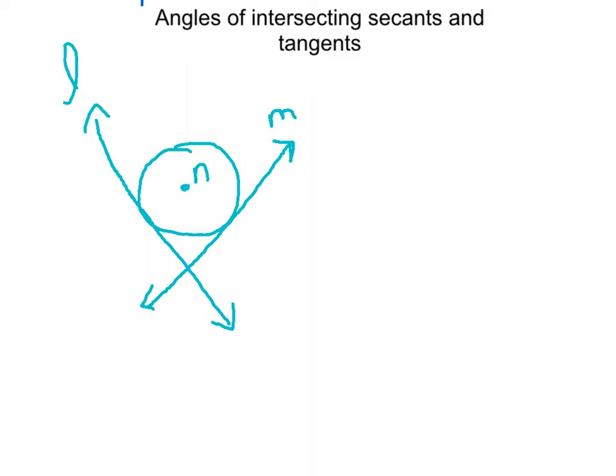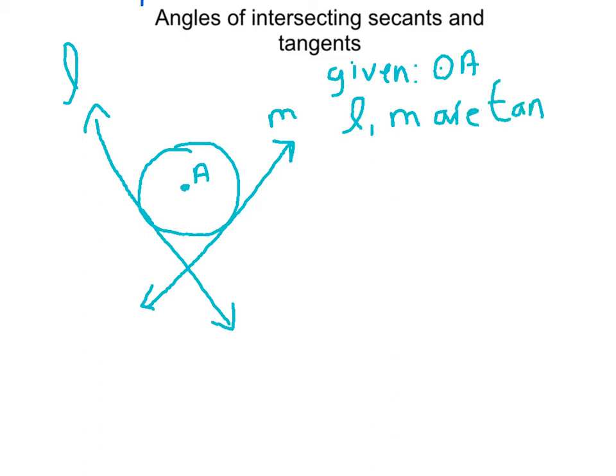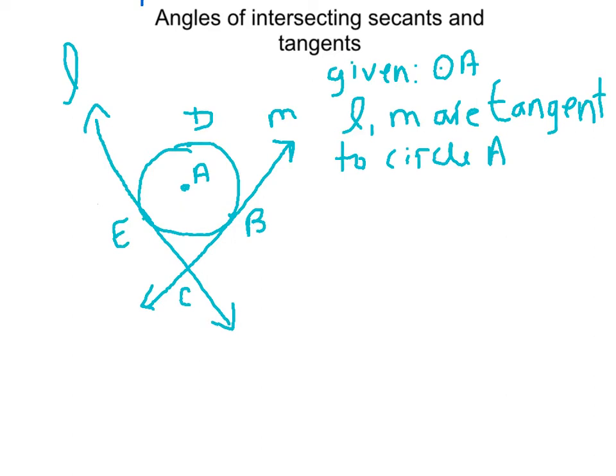It's always good to know what you're given. So we're given circle A. That tells us again that A is the center of the circle, and that lines L and M are tangent to circle A. And let's put some letters in here. That's going to be C, that's going to be B, and D. Oh, I'm sorry, let's make this D up here, and let's change this guy to E. Okay, so what else do we know? The measure of angle EDB.